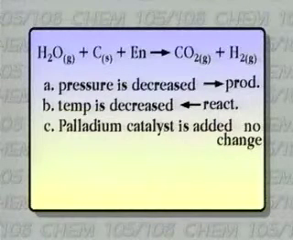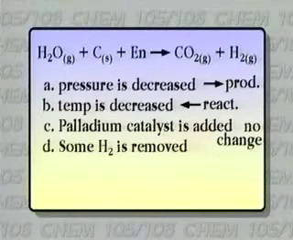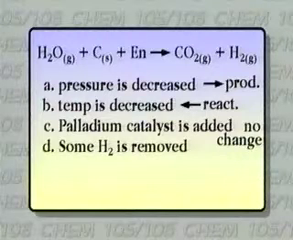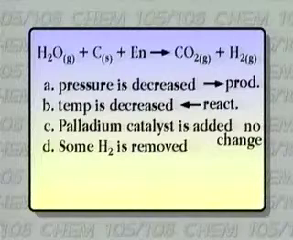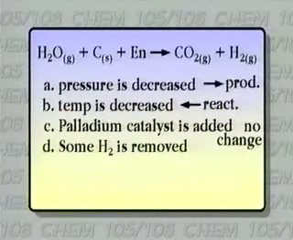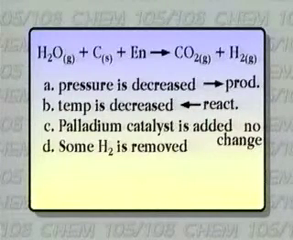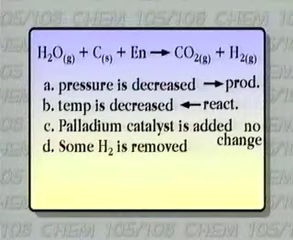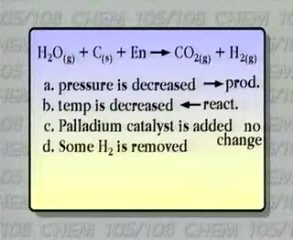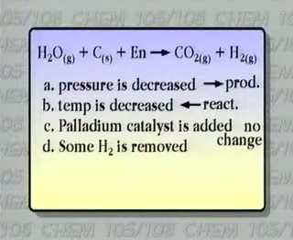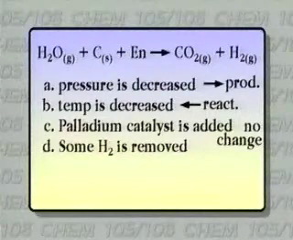Some hydrogen is removed. Okay, so we're going to go over here and we're going to decrease the amount of hydrogen. We might do that by, say that we had again a closed system and maybe we had a semi-permeable membrane. Hydrogen molecules are very small, so that hydrogen could seep through. So actually hydrogen molecules could escape from the container.